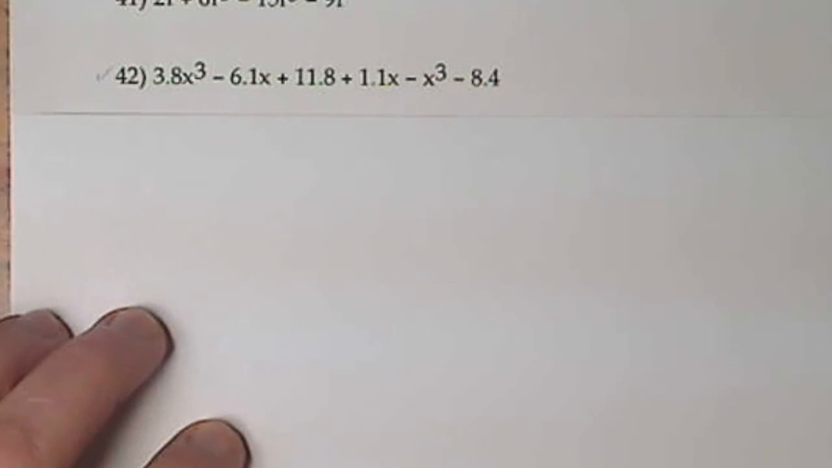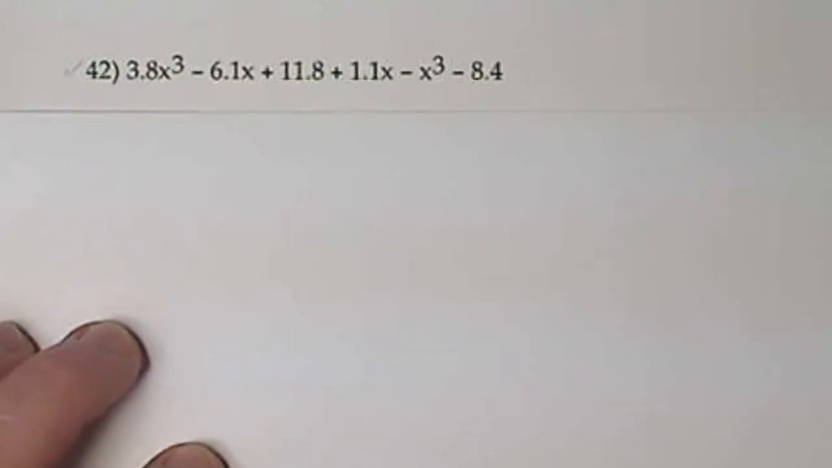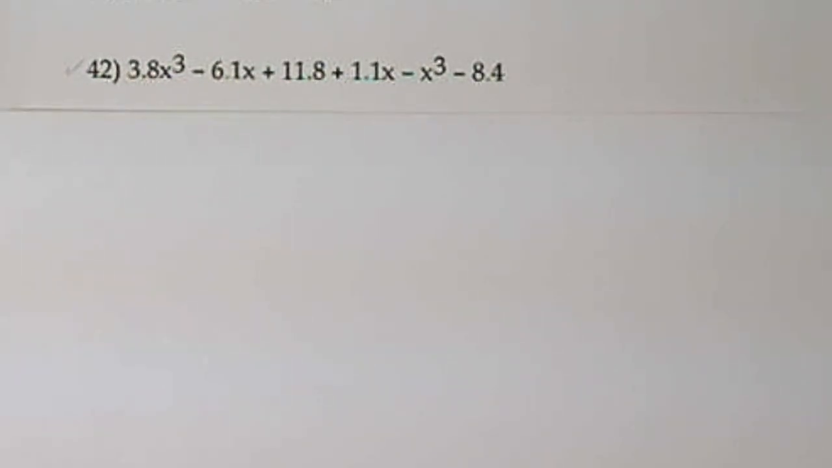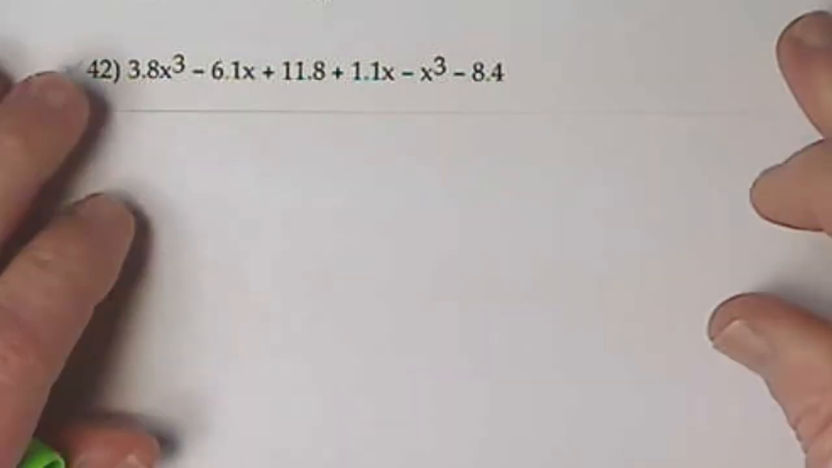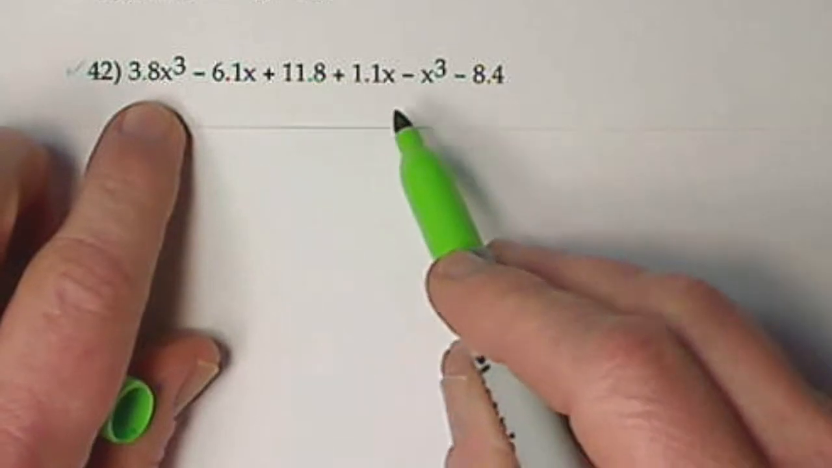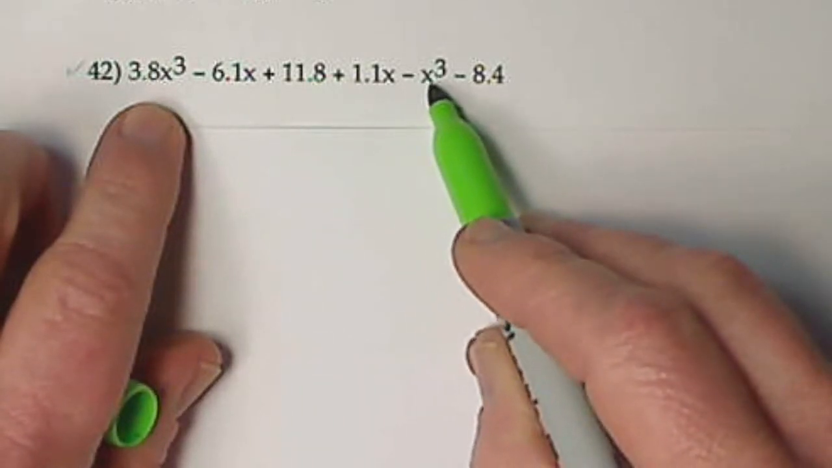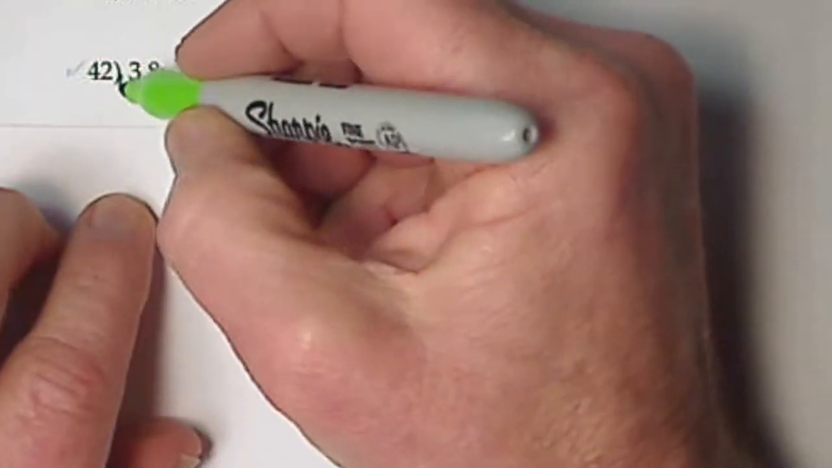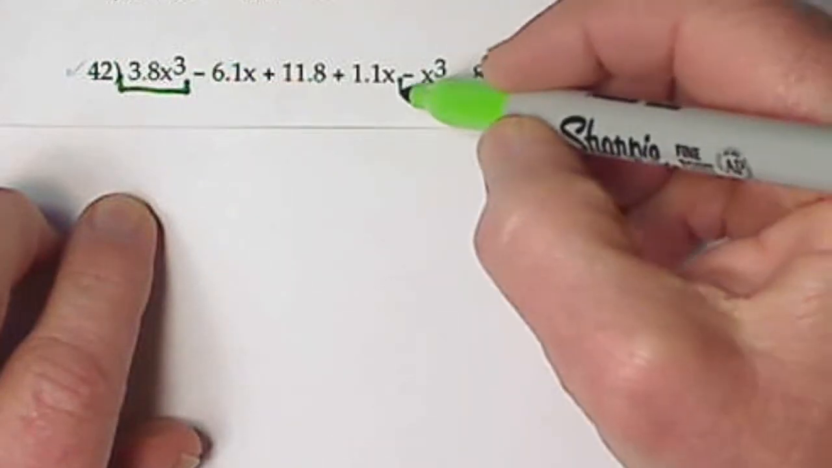Maybe I'll try zooming in a little. This might be a little bit small for you. So let's see. We have an x to the third here, and we have a negative 1x to the third here. So those are like terms.